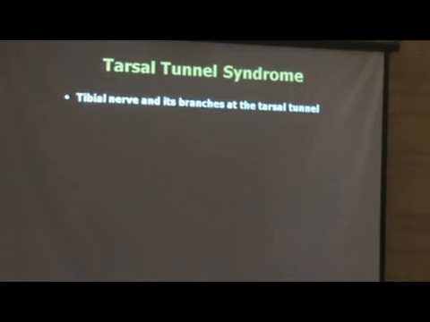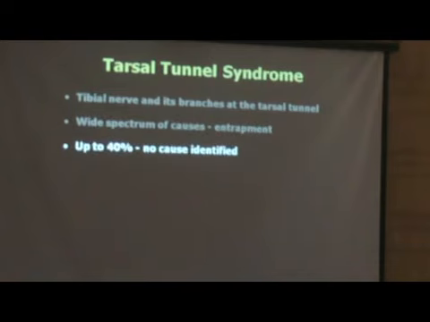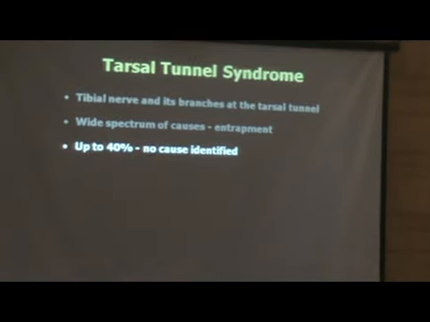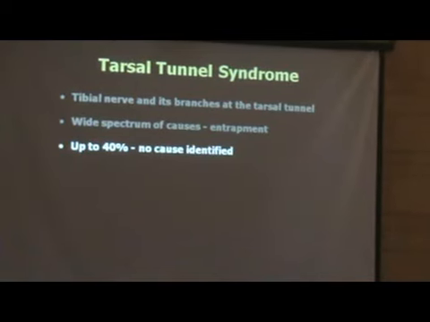So the tarsal tunnel syndrome is affecting actually the tibial nerve and its branches at the level of the tarsal tunnel, as I showed you in the anatomy. Of course, we have a wide spectrum of causes leading to entrapment, especially nodules or masses, cystic, solid, but just for you to know that in up to 40% of cases we have clinical tarsal tunnel syndrome and we cannot find any lesion, any nodule, any mass, anything. And this is important to know.